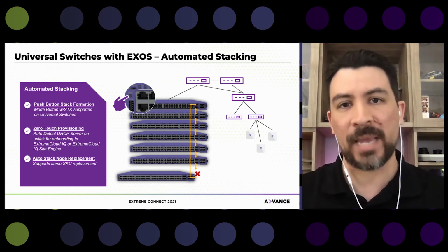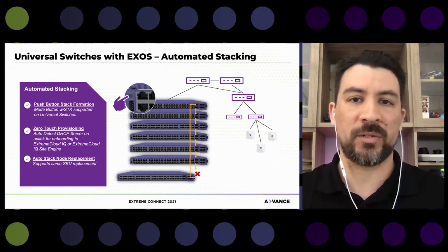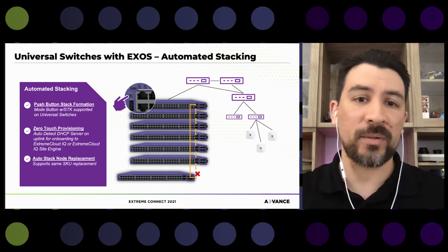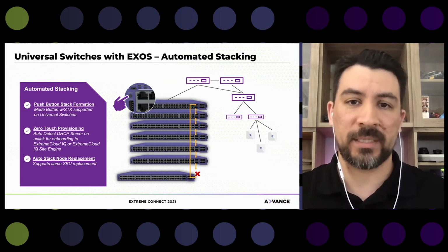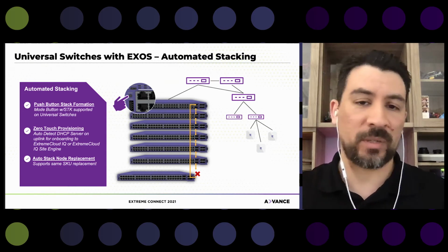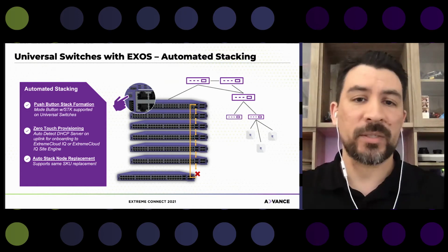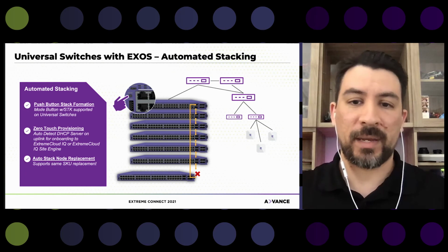Once you do that, we can take advantage of our zero-touch provisioning processes, where the stack will be able to auto-detect if there's a DHCP server on the uplink that's plugged into the stack. Once we do that, we can then onboard our stack to Extreme Cloud IQ and or Extreme Cloud IQ Site Engine. And then we also have the ability to automatically replace a failed node.